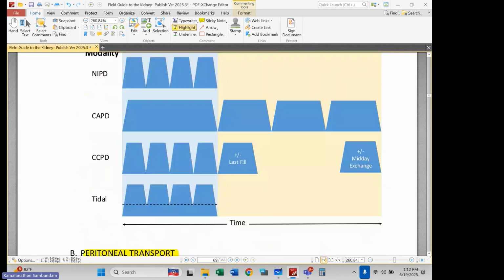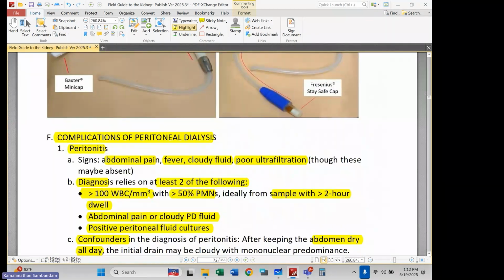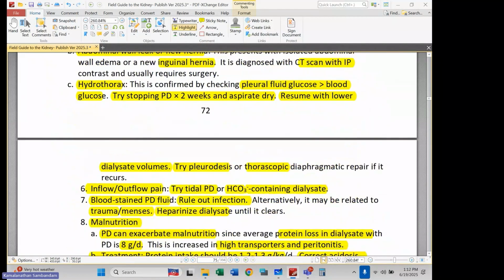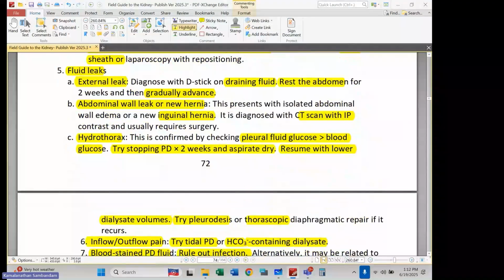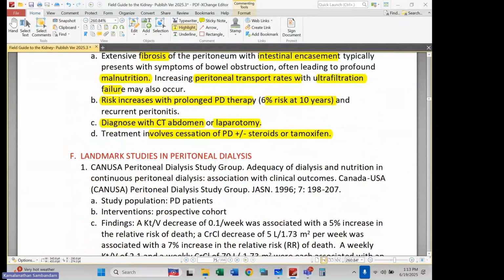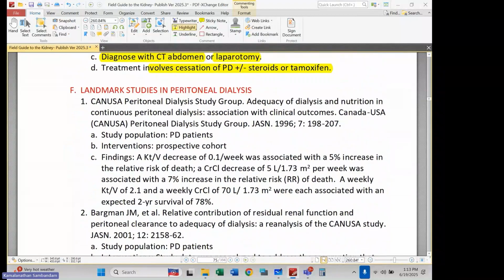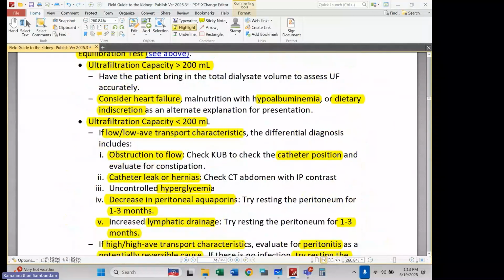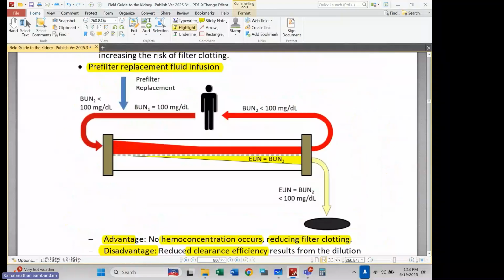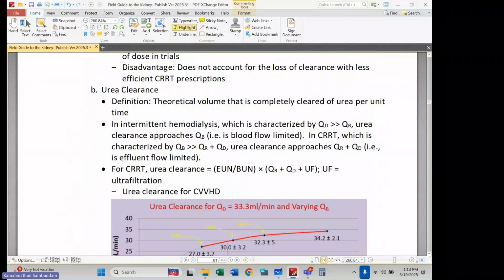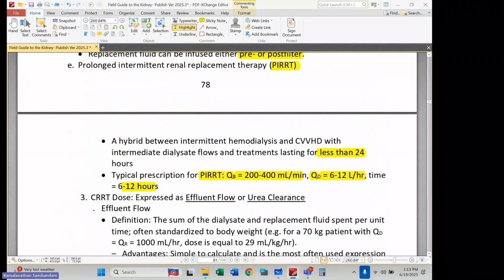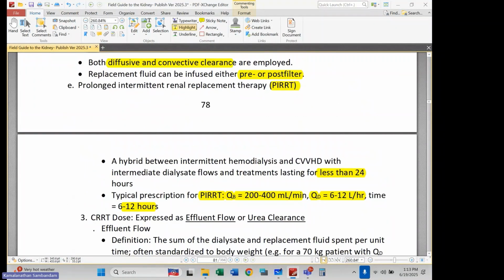Okay. Remember, your clearance will be a function of dialysate and blood flow rates. As long as you're achieving dialysate flow rates that are less than 2.5 times my blood flow rate, you should be able to intuit what your clearance, your K, is going to be in order to plug it into these formulas and devise a prolonged intermittent renal replacement therapy regimen. Okay?